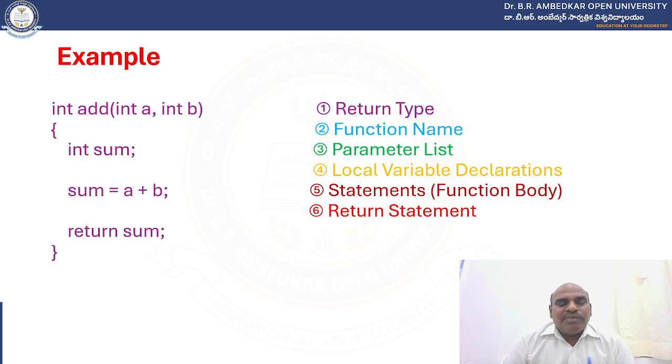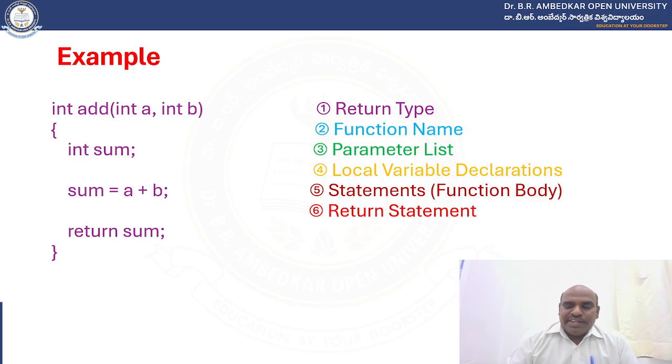Next, here we can identify the process. Sum equal to a plus b. That is the statement. We are finding the sum of two values. Then we return the value. That is called return of sum. So this is the syntax with an example. Very easy, no? Addition of two numbers using functions. I will show you the program also.